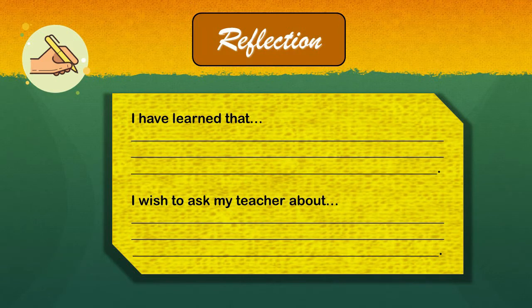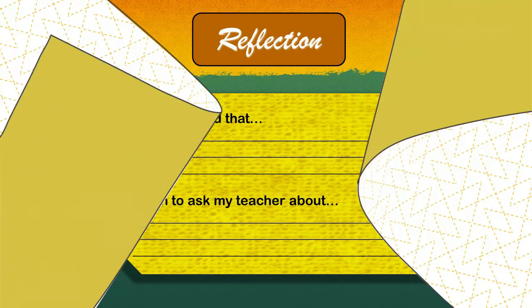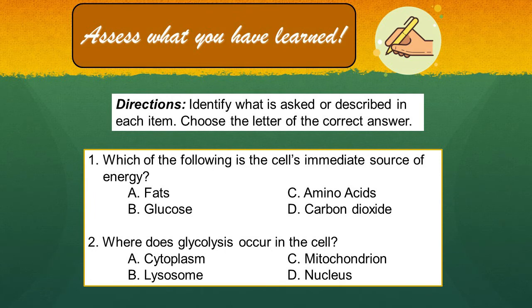For the reflection, I want you to complete the following sentence prompts. I have learned that. I wish to ask my teacher about. You can write your answers in your activity notebook. We are now done with our discussion about the 3 processes of cellular respiration. This time, we are going to assess what you have learned. Let us find out whether you have learned something from our discussion.